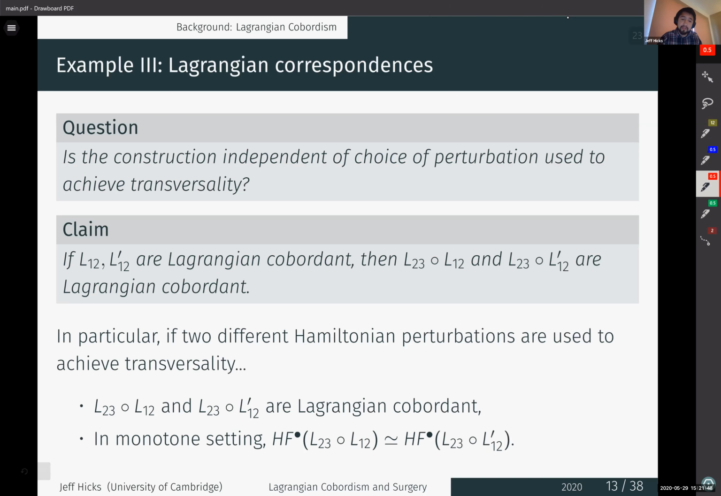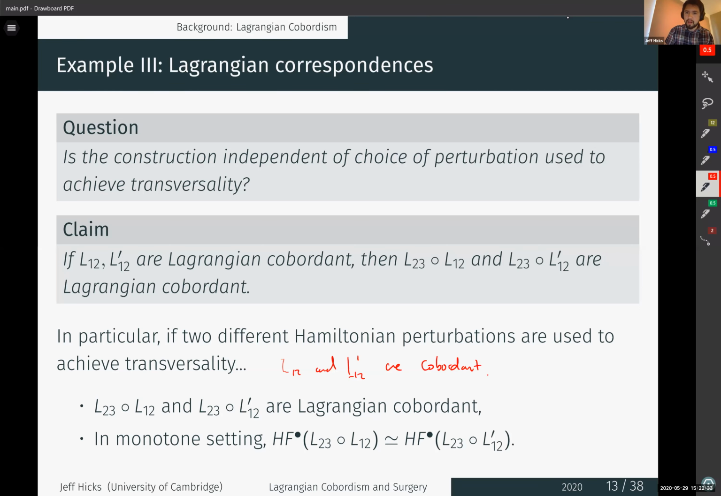So in particular, if you took two different Hamiltonian perturbations to achieve transversality, then L12 and L12 prime are cobordant using the suspension cobordism, and therefore these compositions are Lagrangian cobordant as well. And if everything turns out to be monotone, then they have the same Floer theory. So this shows that Lagrangian cobordism class is probably the right class of equivalence that you want to be thinking about the Lagrangians with. Okay, so maybe that's some motivation for why we like working with Lagrangian cobordisms.